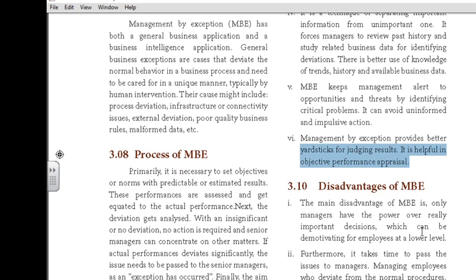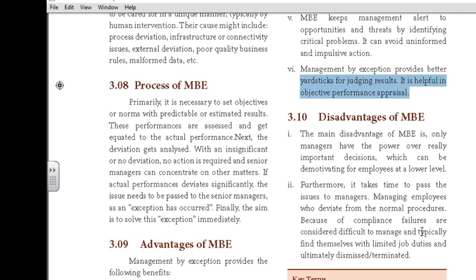Next we'll move on to the disadvantages. What are the main disadvantages? Only the managers have the power over really important decisions. Of course, MBO ல வந்து subordinate superiors-க்கு authority இருக்கு, subordinates-க்கு இருக்கு. But MBE ல வந்து only higher level authority, that is the managers alone, can take decisions upon the employees at the lower level. Next, it takes time to pass the issues to the managers. It is the subordinates who make the mistake. So அந்த informations manager போய் சேர்றதுக்கு அது கொஞ்சம் நேரம் எடுக்குது. அப்படி இருக்கும்போது MBEன்றது டிஸ்அட்வான்டேஜா சொல்றாங்க.